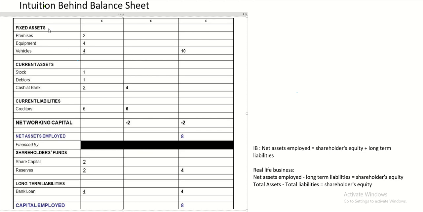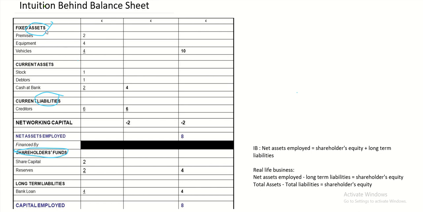So there are several categories within the balance sheet. First is assets, second is liabilities, and the third one is shareholders' funds, or shareholders' equity. So I will dive straight into these three sections. So let's look at the first section.